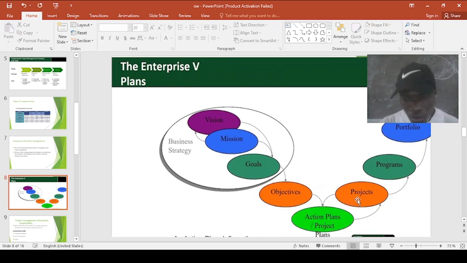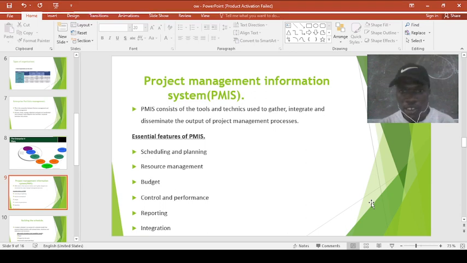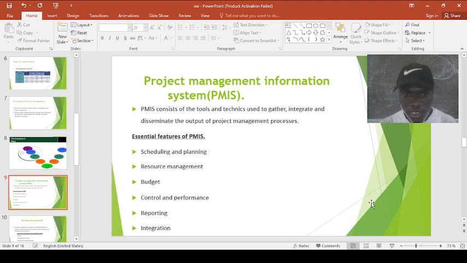Then a project, we know it is the temporal endeavor undertaken to complete a given project. Then the programs are a combination of projects to be undertaken in a coordinated way. A portfolio is a group of programs and projects to be accomplished in a given time. And a project management information system consists of tools and techniques used to gather, integrate, and disseminate the output of project management processes.